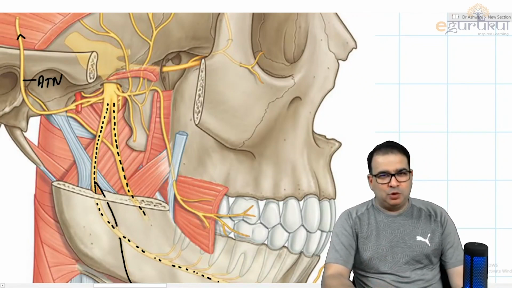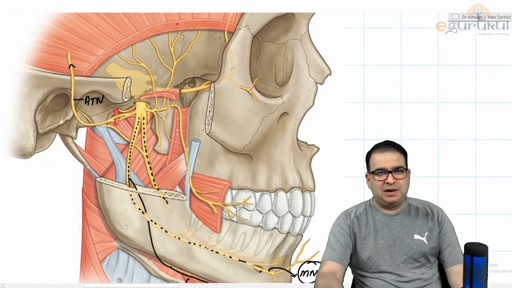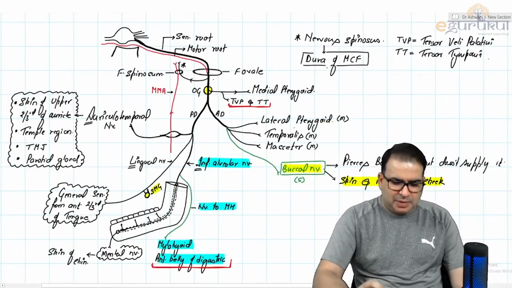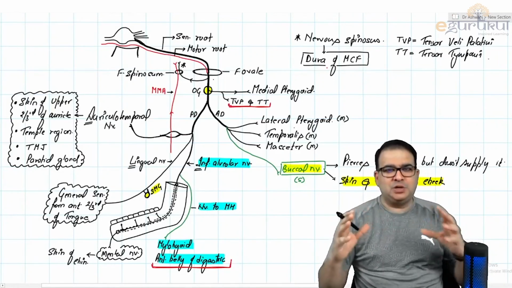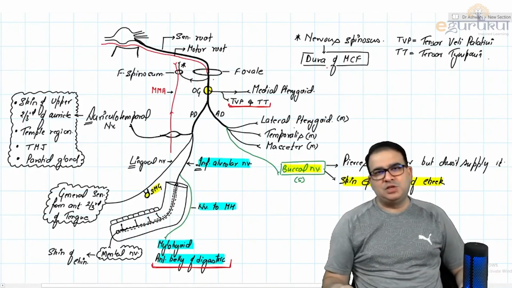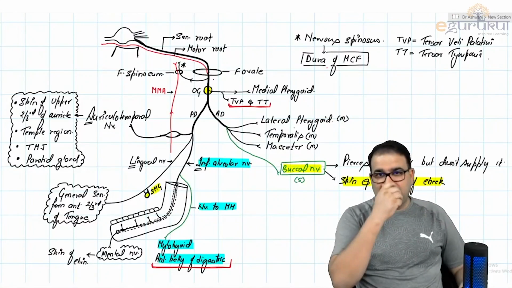I hope I'm able to make these branches a little clear to you. And the schematic diagram is the best. Keep that in mind. This will help give you an orientation. Once you look at your schematic diagram and then you try to compare it on any of the images, you will be able to identify those branches.